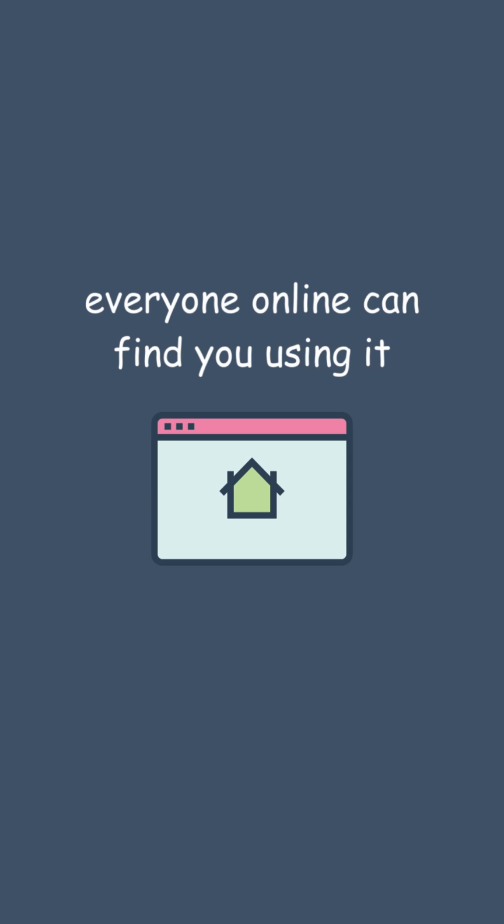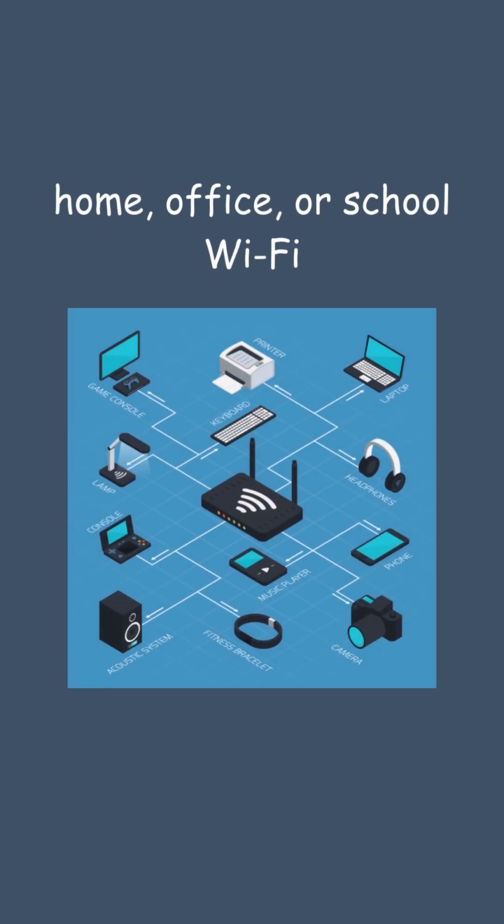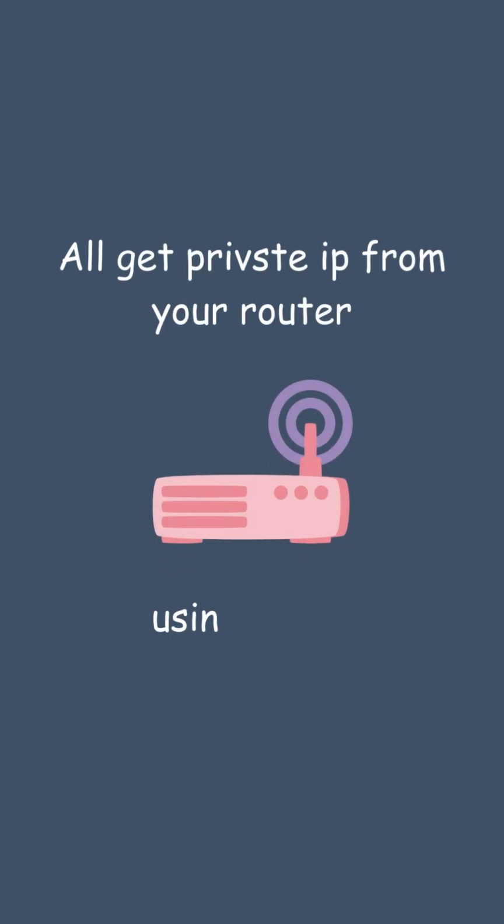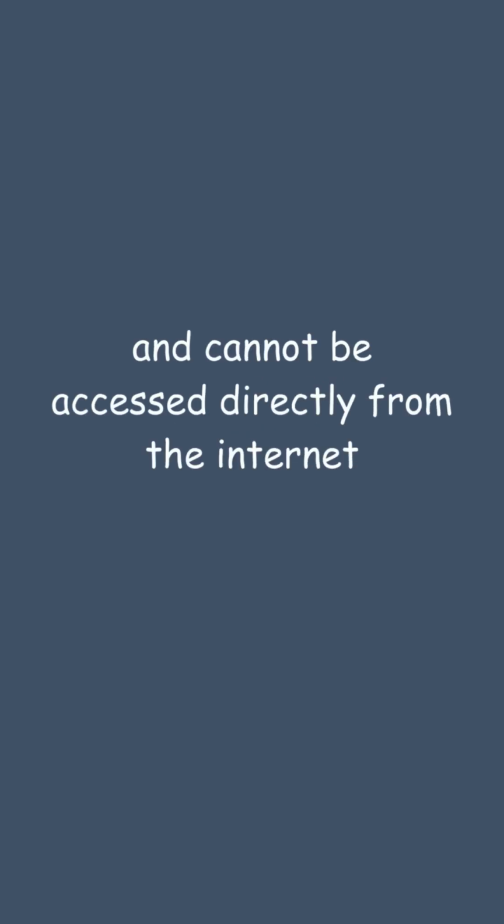On the other hand, private IP addresses are used only within local networks, like your home, office, or school Wi-Fi. Devices like your phone, laptop, smart TV all get private IPs from your router using DHCP. These IPs are assigned dynamically and cannot be accessed directly from the internet.